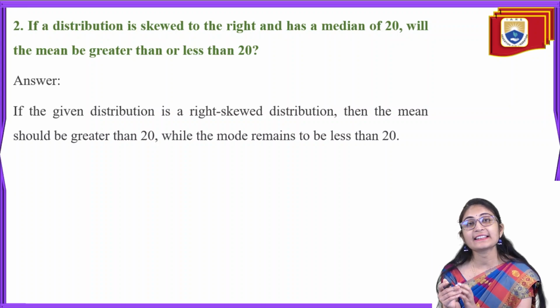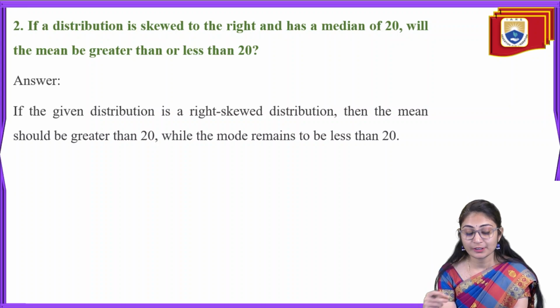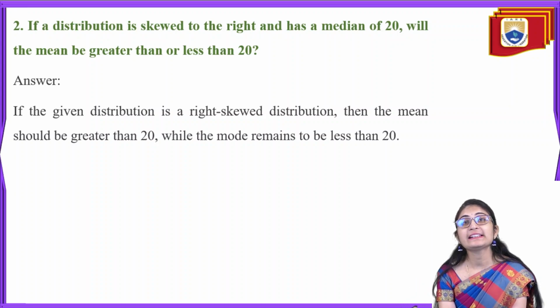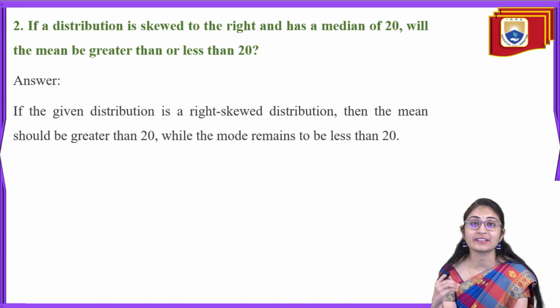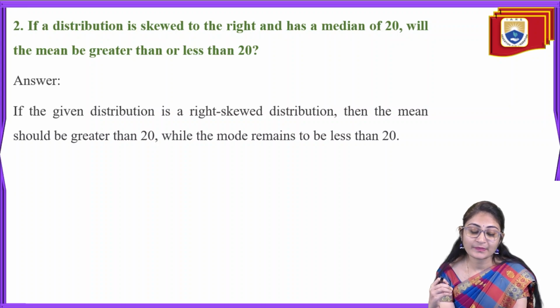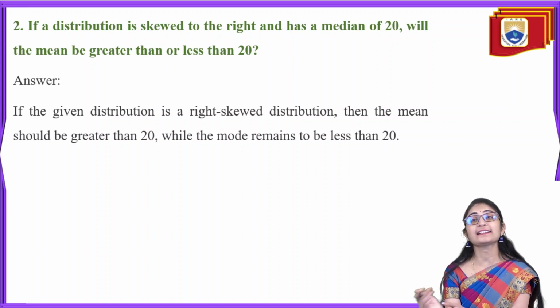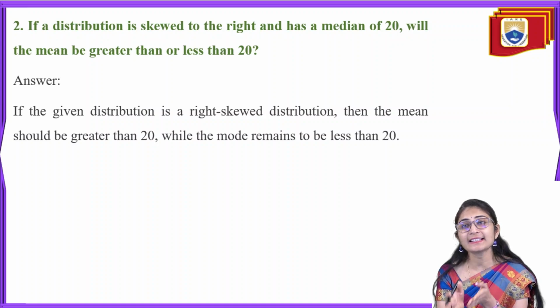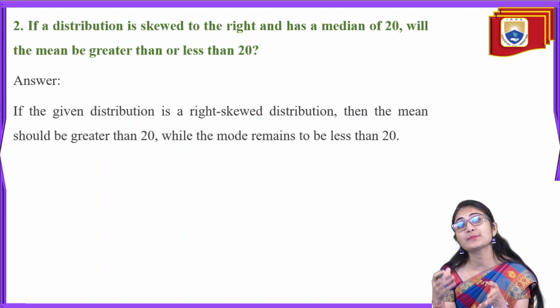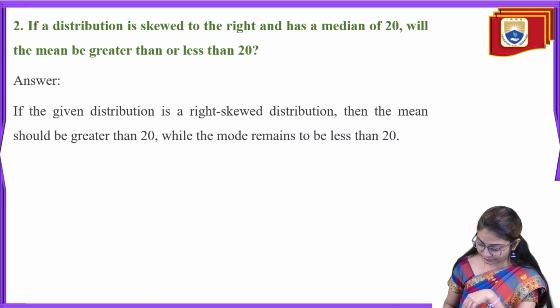Now the second one: if a distribution is skewed to the right and has a median of 20, will the mean be greater than or less than 20? Here we have to decide whether your mean will be greater than 20 or less than 20. If your distribution is right skewed, then definitely the mean will be greater than 20, while the mode remains less than 20.